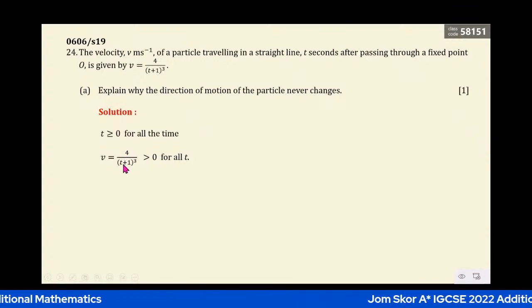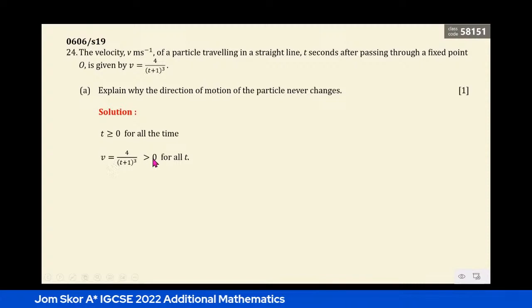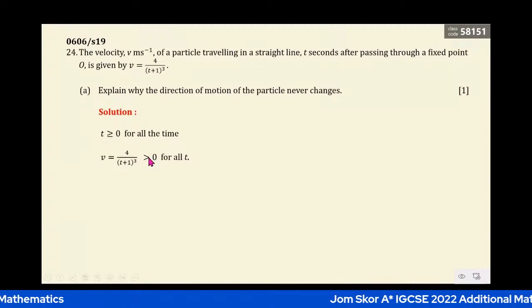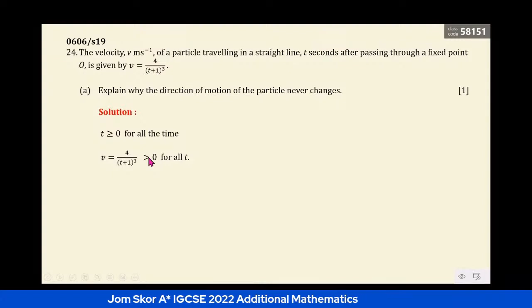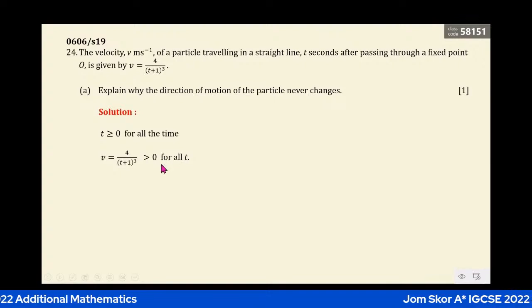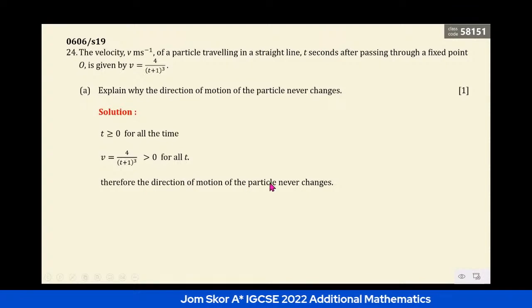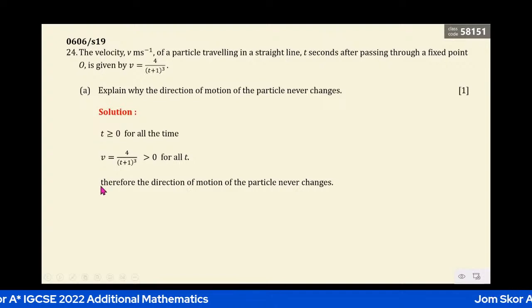Dia tak akan dapat t plus 1 cube tu takkan dapat jadi negatif. So your velocity will always positive. So bila velocity is always positive, meaning that the particle will move at the same direction to the right until the end. Okay? Alright. So apa yang kita tunjuk kat sini? So therefore the direction of motion of the particle never changes. Okay. So the last sentence ni tak tulis pun tak apa.